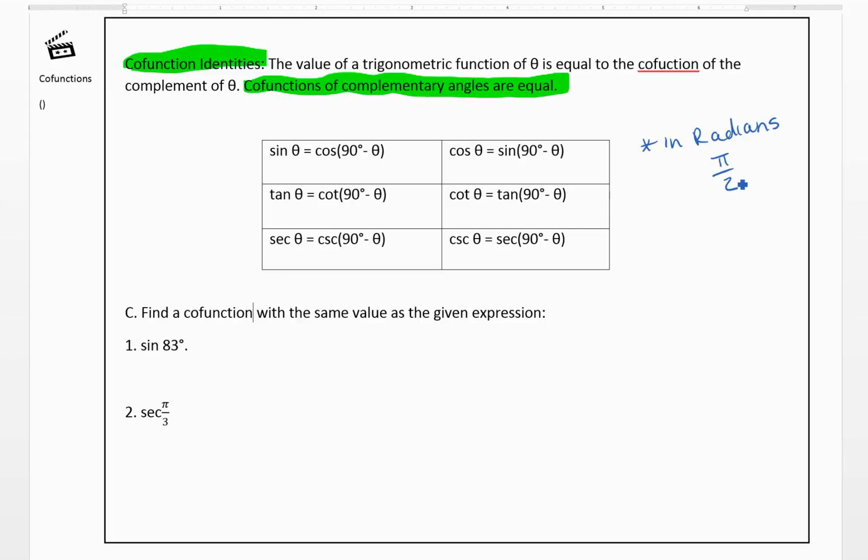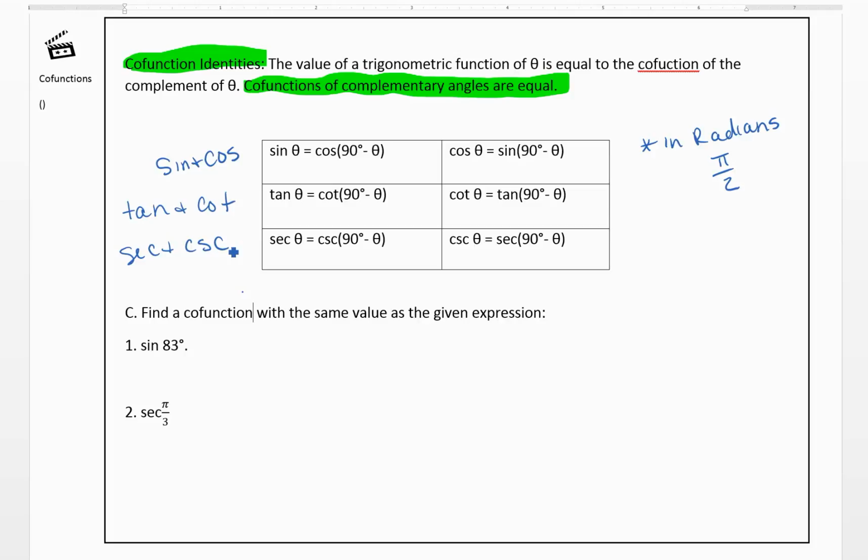So here we see that sine and cosine are cofunctions, which means sine of theta is equal to cosine of the complement of that angle, so 90 minus that angle. And you can switch it. Cosine of an angle is equal to sine of the complement of the angle. Tangent and cotangent are cofunctions. And secant and cosecant are cofunctions.